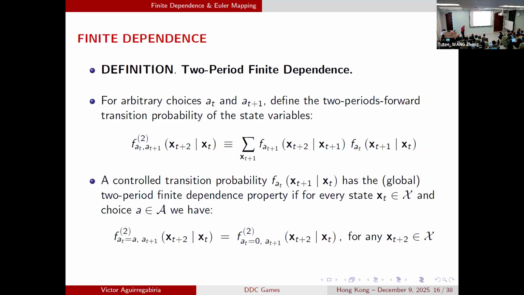Okay, then let me consider the definition that Bob has presented several times. Let me reiterate the definition of, in this case, two-period finite dependence. To make this definition, let me consider this two-period forward transition probability. What this transition probability means.